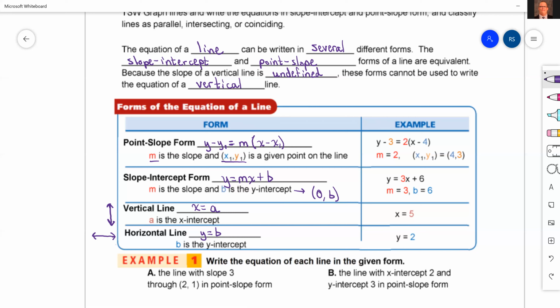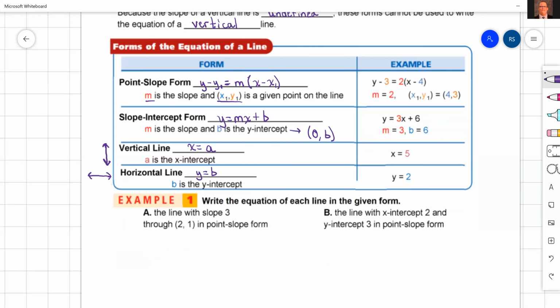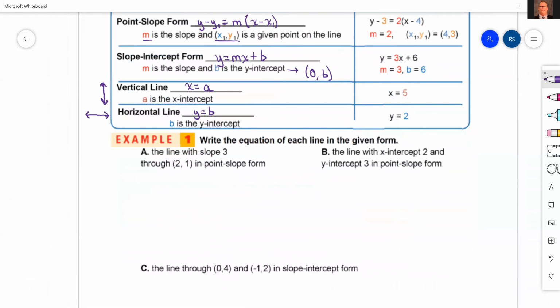Okay, so let's look at some examples. They ask us to write the equation of each line in the given form. So A asks us to write the equation of a line with a slope of 3. Let's go ahead and make note of that. Slope of 3 means that m equals 3. And a point, it's got to go through 2, 1.